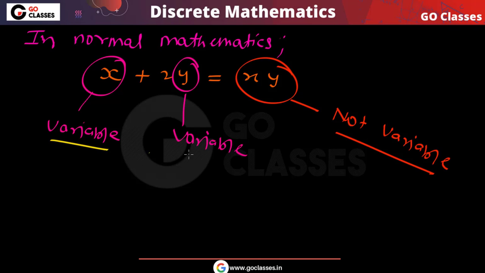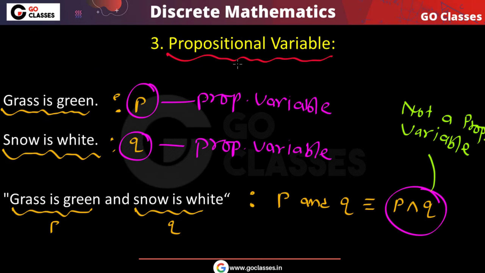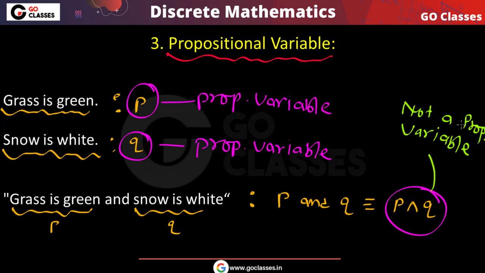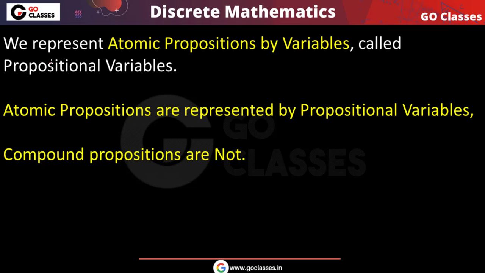Similarly, in propositional logic, atomic propositions are represented by propositional variables. And this compound proposition is nothing but this part is p, this part is q. So finally I can say that this compound proposition is p and q. This p and q is not a propositional variable; p is a propositional variable, q is a propositional variable. Okay, let's move on. So basically we represent atomic propositions by variables.